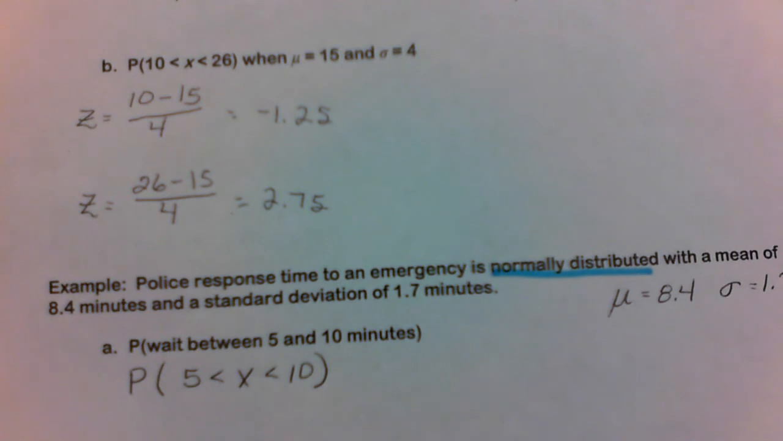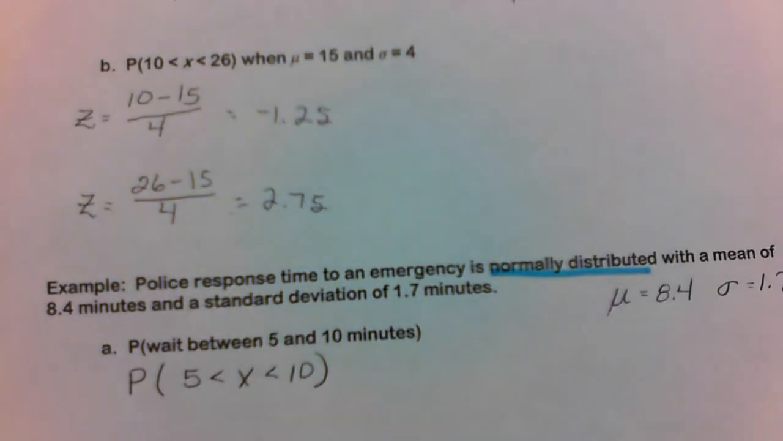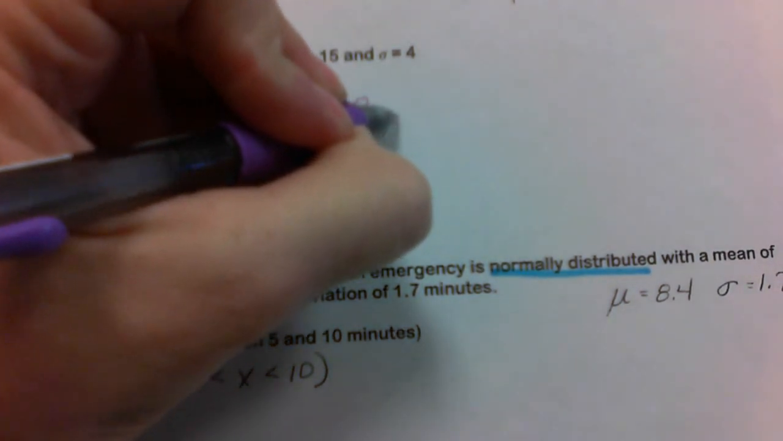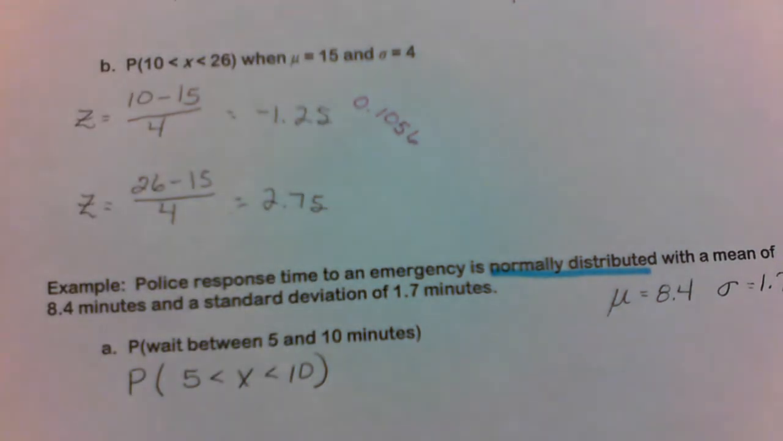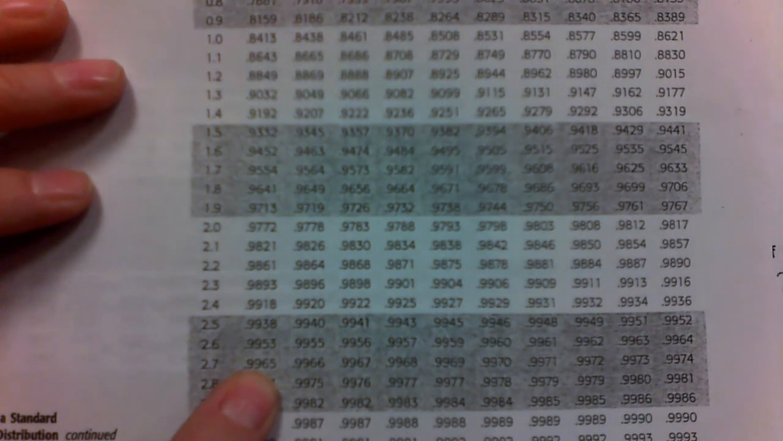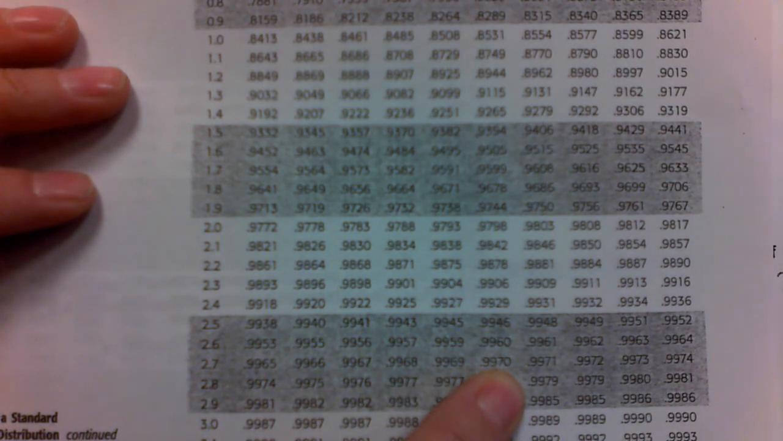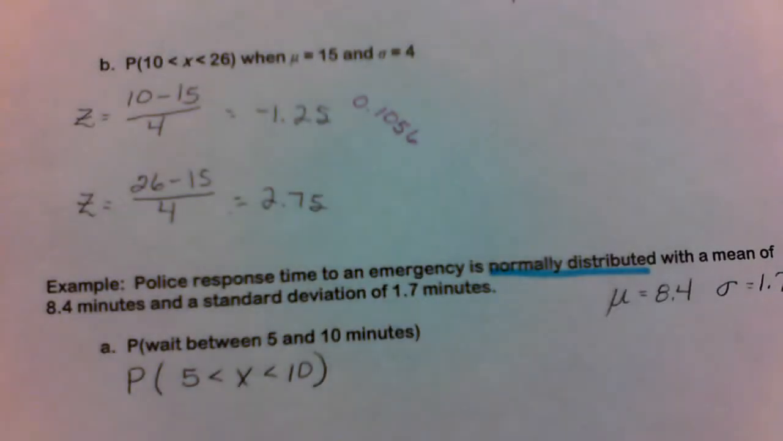Now, what we're going to do here then is go to the table. So I'm going to go to the Z table, -1.25, .1056. So on the table, this gives me 0.1056. Now I'm going to do the same thing for 2.75. So 2.7, this is 0, 1, 2, 3, 4, 5. So there would be 2.75, 0.9970.